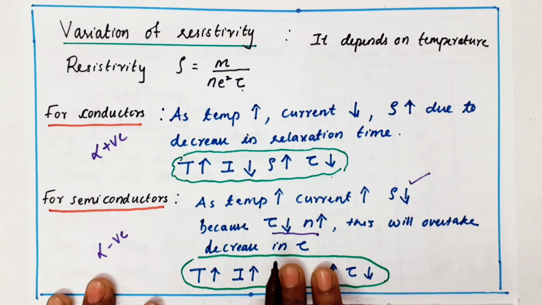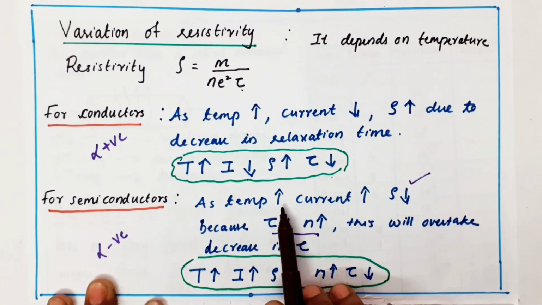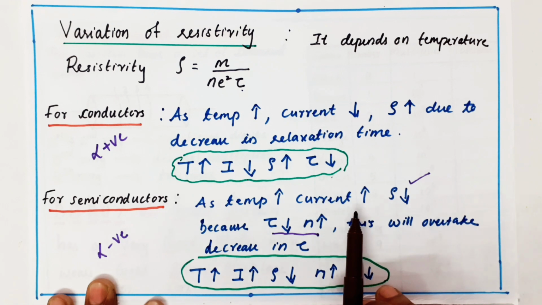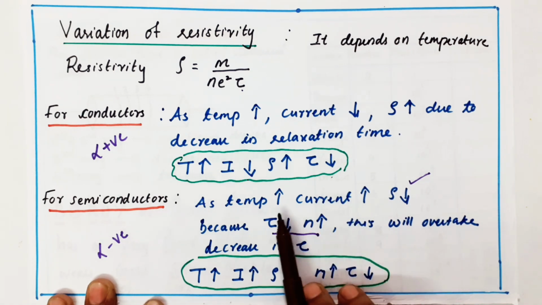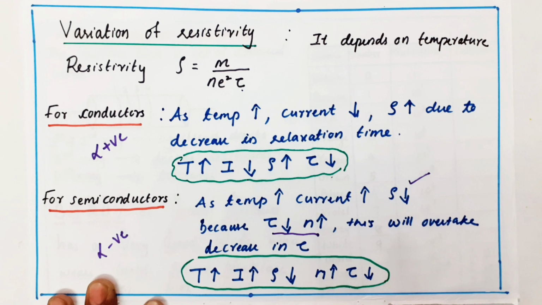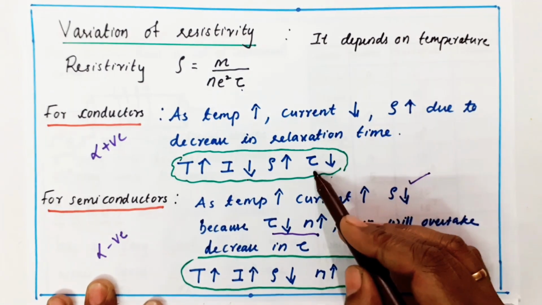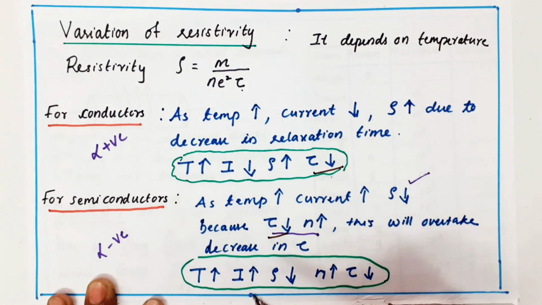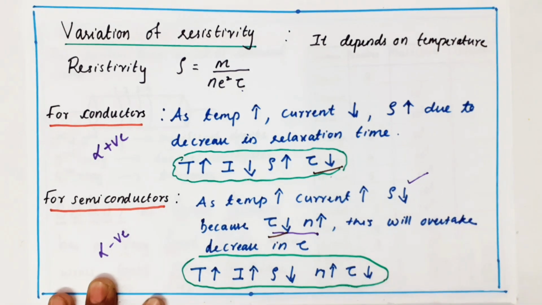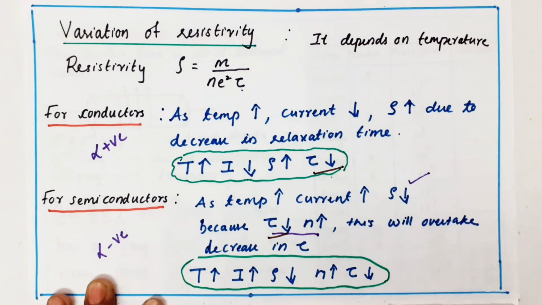But if you take a semiconductor, as the temperature increases, the current also increases. Why does current increase? Tau is decreasing here and here. So in this case also tau decreases, but in a semiconductor, as temperature increases, N, the number density, is increasing. As the number density increases, that overtakes the decrease in tau. So that is the reason as temperature increases, current also increases.